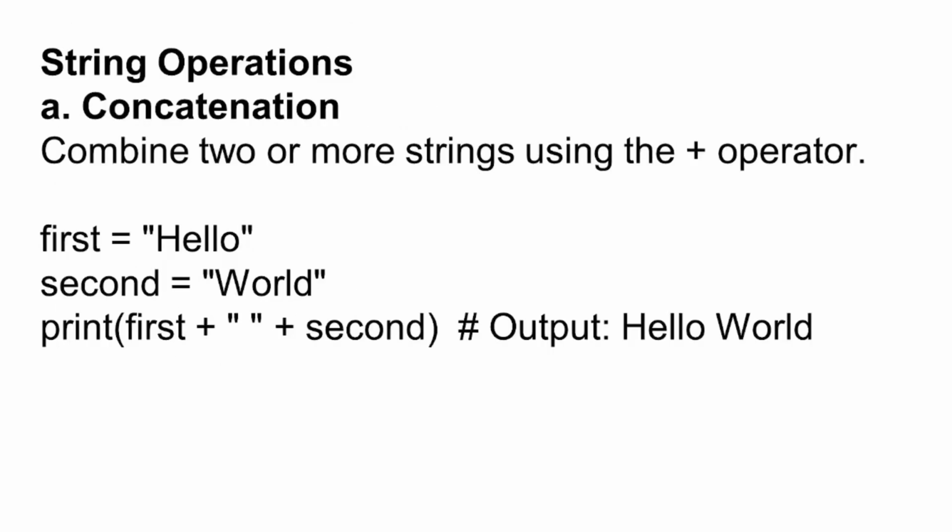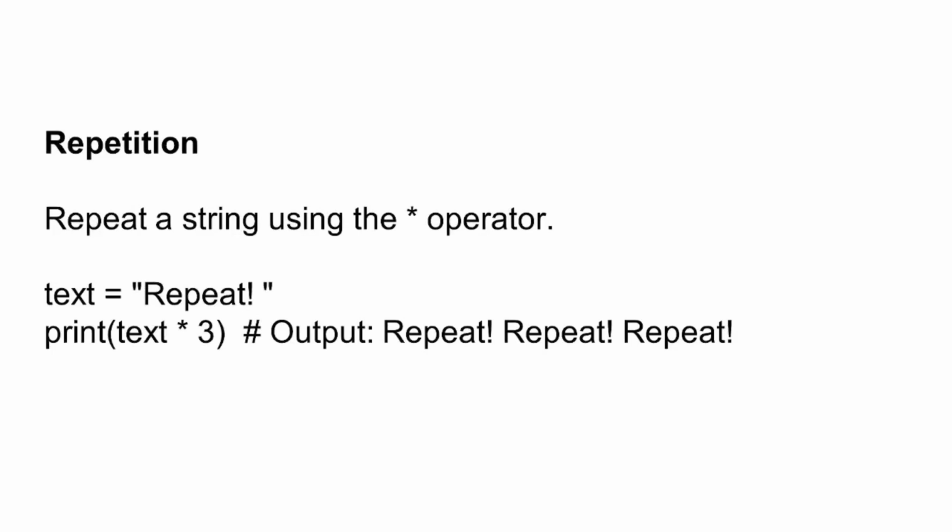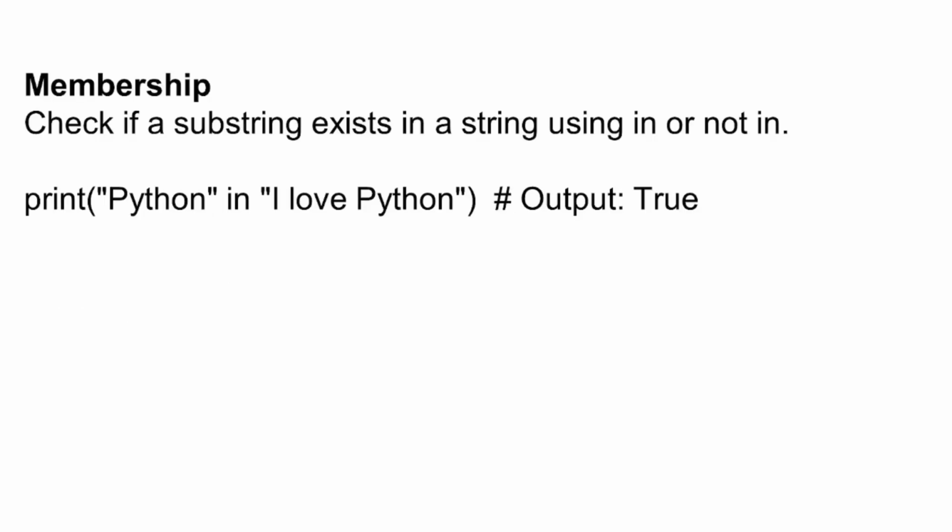Okay. String operations: first of all, we do concatenation, combining two or more strings using the plus operator. First is hello, second is world. First plus second, output hello world. Repetition: repeat a string using the multiplication operator. Text repeat, text multiplied by 3, repeats it.